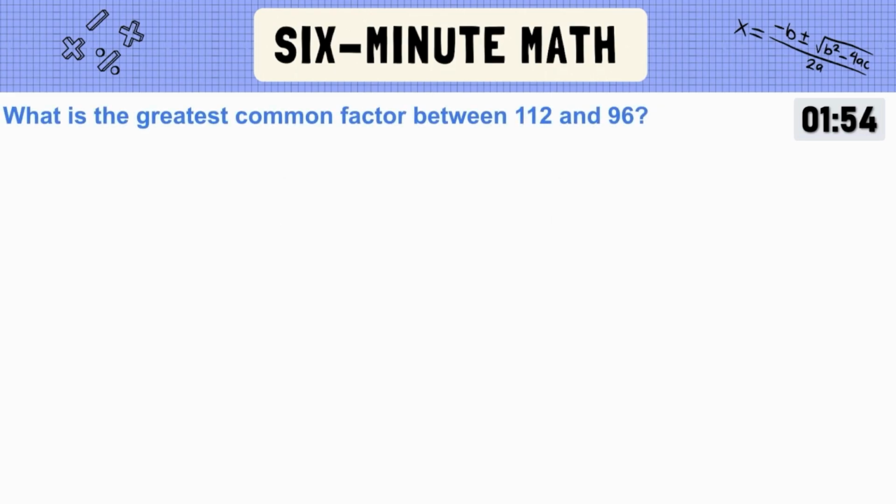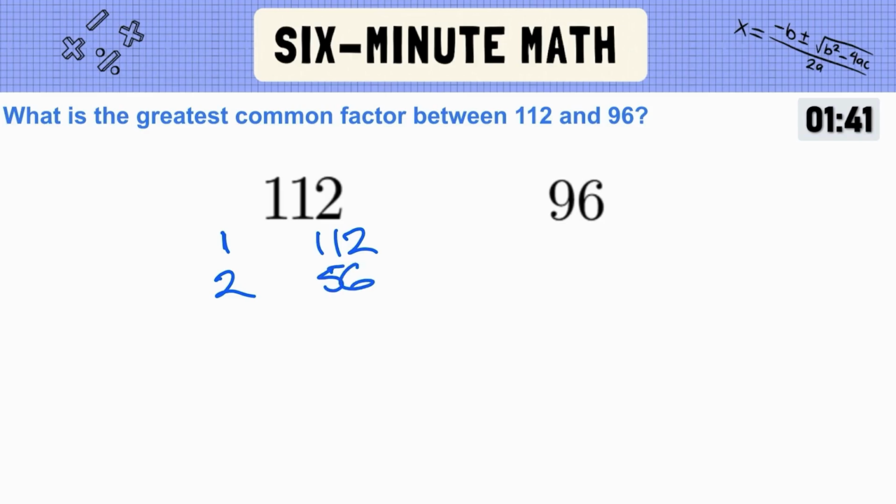Let's do our final example here. We're going to look for the greatest common factor between 112 and 96. So again, I do my factor U, 2 and 56, 4 and 28, 8 and 14. 9 is not a factor of 112, 10, 11, 12, or 13, so my factor U is complete.